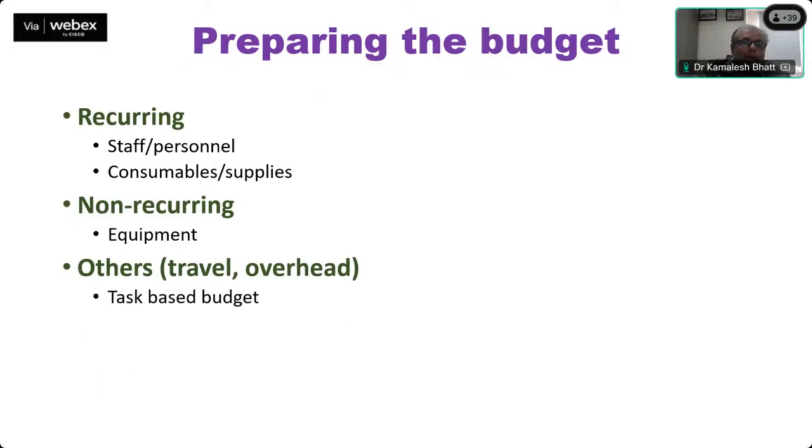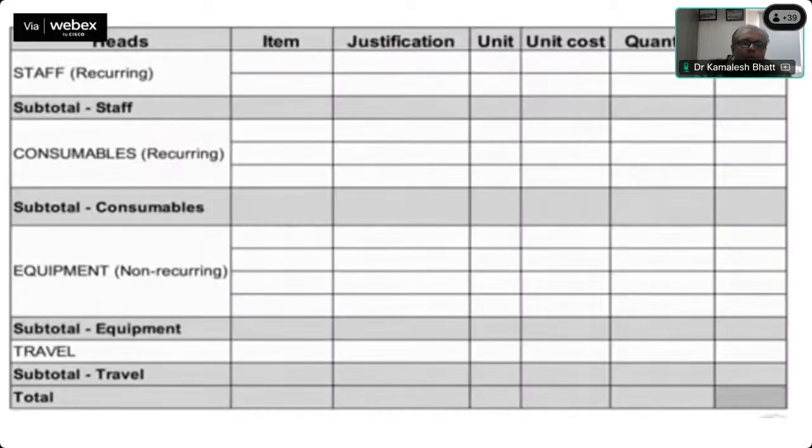So I jump directly to preparing the budget. This budget can be divided into two: one is the recurring cost, the expenses you require on a monthly or periodic basis, and the other is the one-time cost, that is, non-recurring cost. There is a third, other or miscellaneous, which can be travel or overhead. In the recurring costs come obviously HR, because you have to pay them monthly, and certain consumables. I will explain this in the next slide.